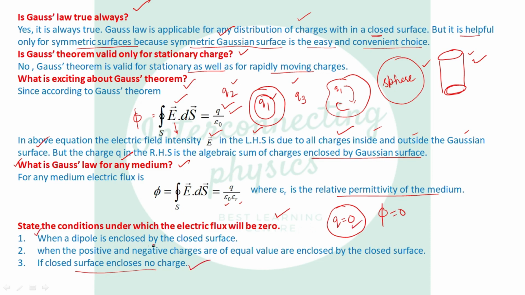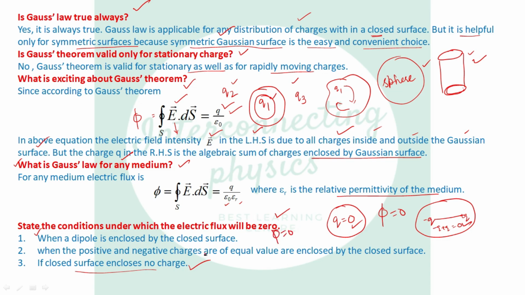If any dipole is enclosed by the closed surface, suppose we have a closed surface and we have a dipole here, minus q plus q separated by some distance. Now the net charge of the dipole is always zero. So it means if any dipole is enclosed by the closed surface, the electric flux will be zero.